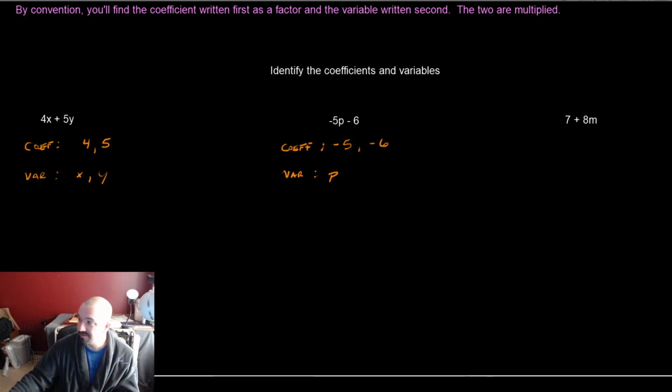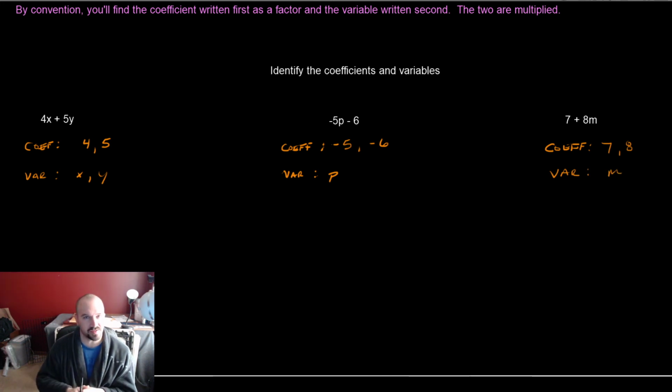Finally, we reversed the order. Oh no, it doesn't change. Shh, don't tell anybody though. So the coefficients are 7 and 8, and the variable is m. And again, the same argument applies for this one where 7 is a constant.